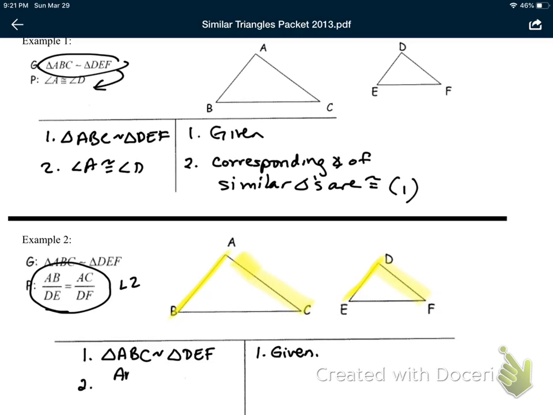But suffice it to say right now, level 1 is proven, so I go right into level 2. And what's the reason for level 2?